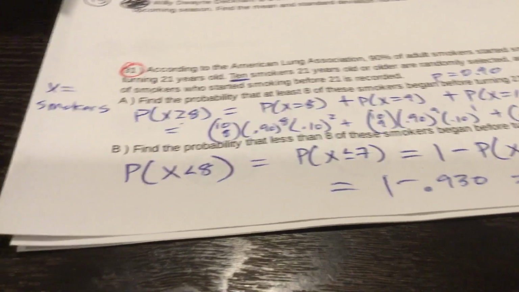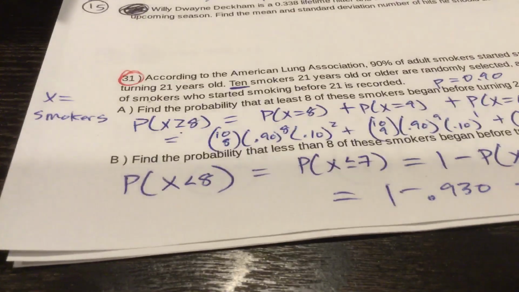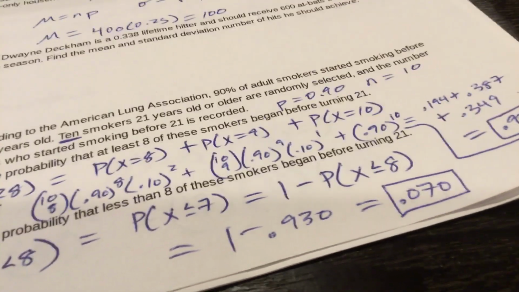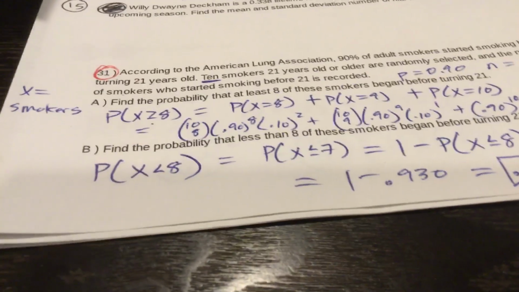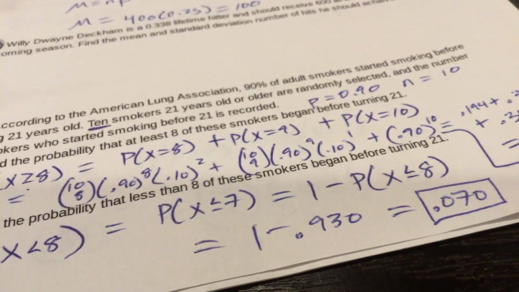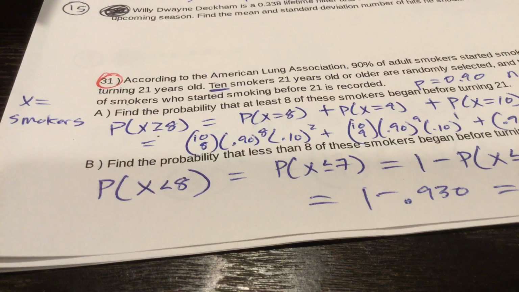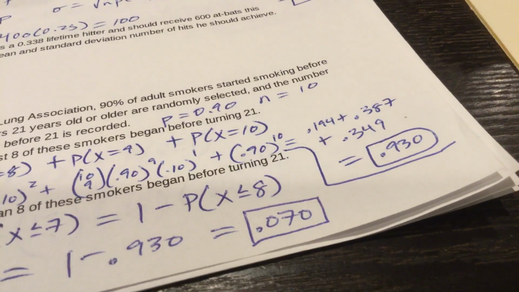Okay. Find the probability, so x is smokers. You do need to define x. Find the probability that at least 8 of these smokers began before 21. Given you have 10 of them, find the probability that 8 or more began smoking before 21. So probability that x is greater than or equal to 8 is the probability that x is 8, plus probability that x is 9, plus probability x is 10. That is 10 choose 8 times, you guys see from there, 10 choose 9 times that, plus 0.90 to the 10th.